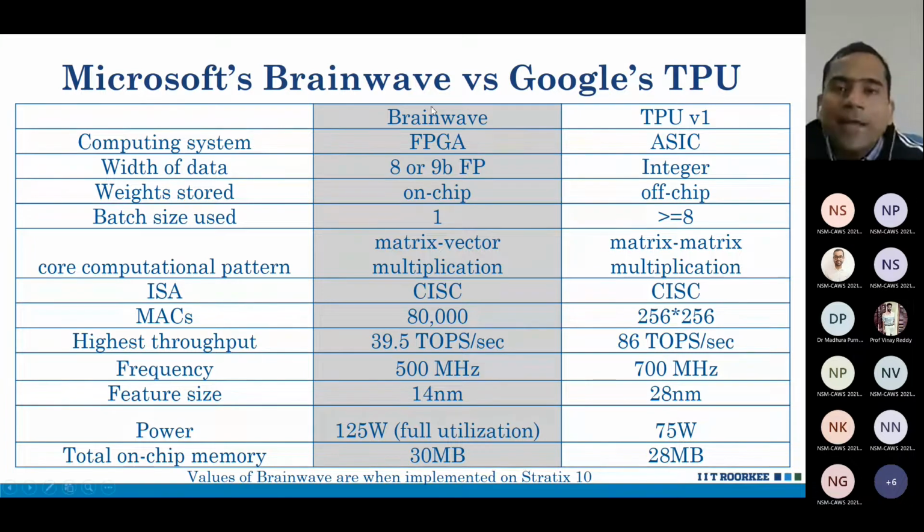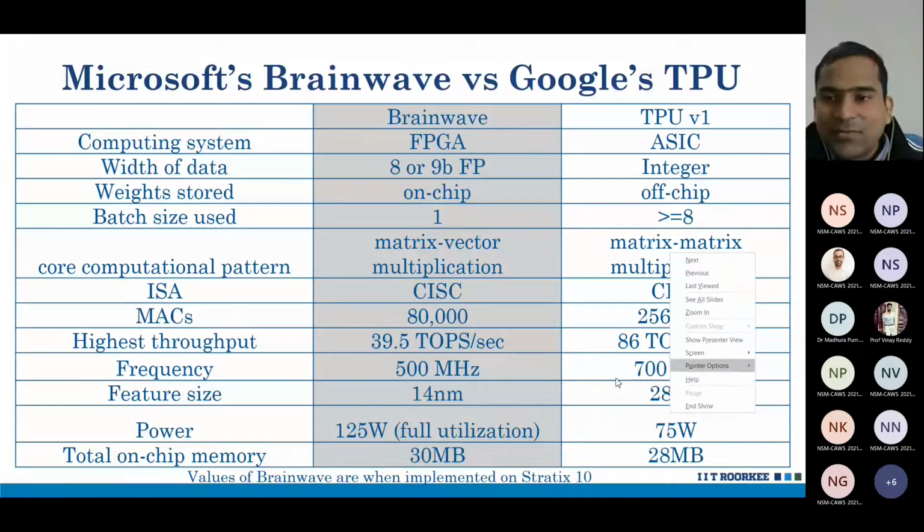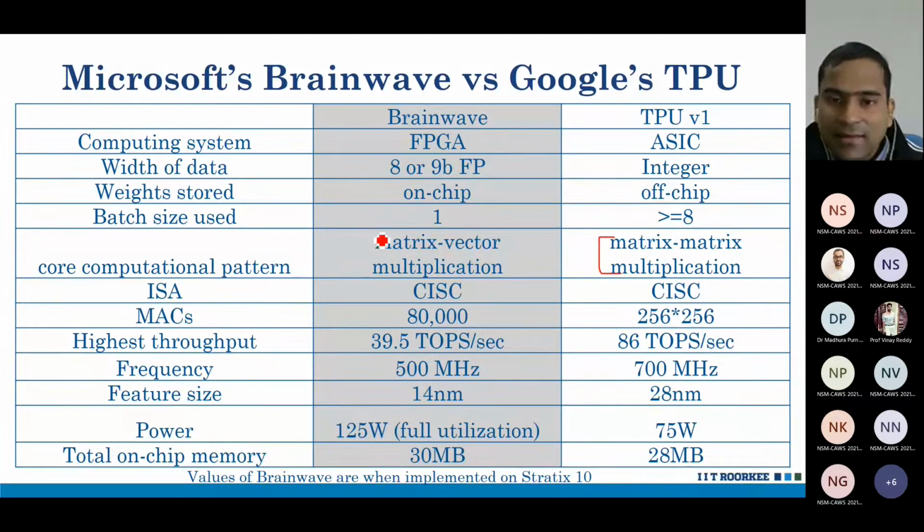Brainwave's key idea is to use a batch size of 1, because Brainwave is focused on minimizing latency, and TPU is focused on optimizing throughput. So here we use more throughput. Here the number 8 is just a number I've taken from their benchmark results. Now the core computation pattern: here it is matrix multiplication. That's what the systolic array does. And here it doesn't do direct matrix multiplication, it does matrix-vector operation.